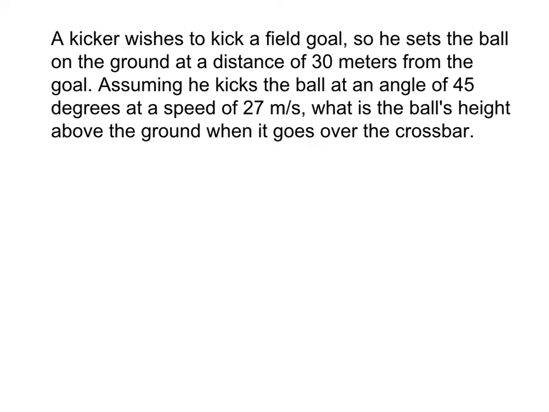A kicker wishes to kick a field goal, so he sets the ball on the ground at a distance of 30 meters from the goal. Assuming he kicks the ball at an angle of 45 degrees at a speed of 27 meters per second, what is the ball's height above the ground when it goes over the crossbar?